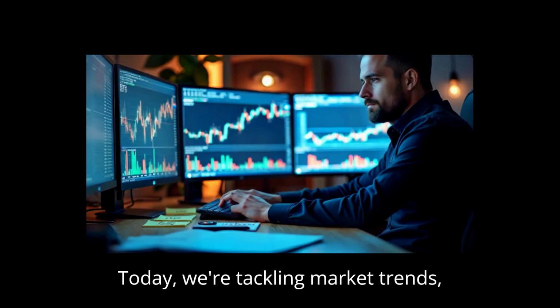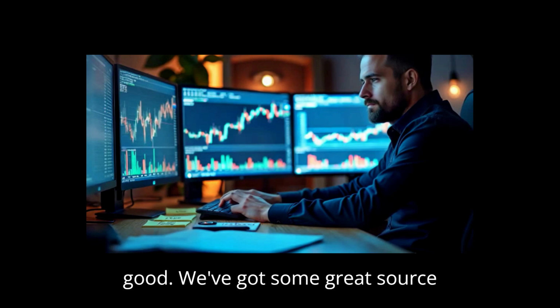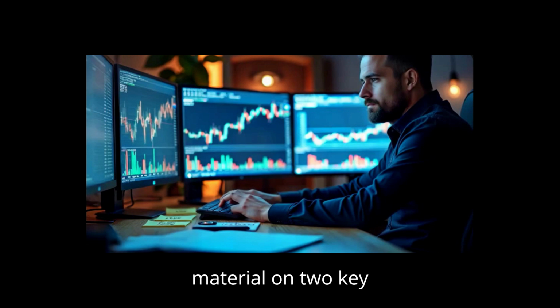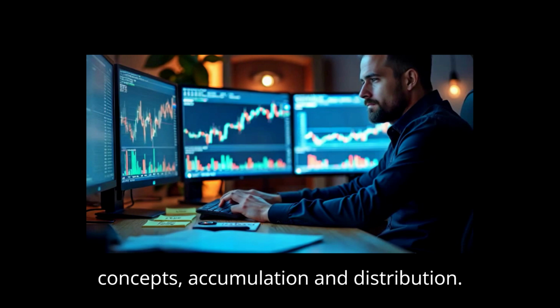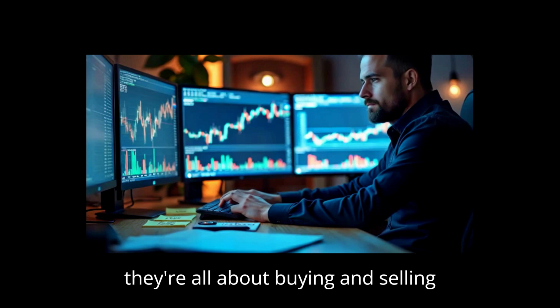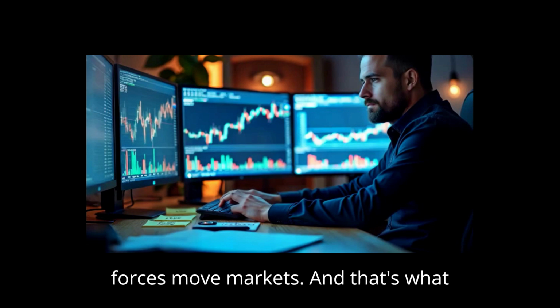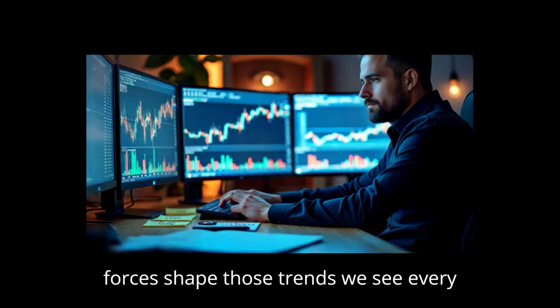Today we're tackling market trends, specifically how to read them. Sounds good. We've got some great source material on two key concepts, accumulation and distribution. The building blocks, really. They're all about buying and selling pressure, right? Exactly. And how those forces move markets. And that's what we'll be unpacking today, how these forces shape those trends we see every day.